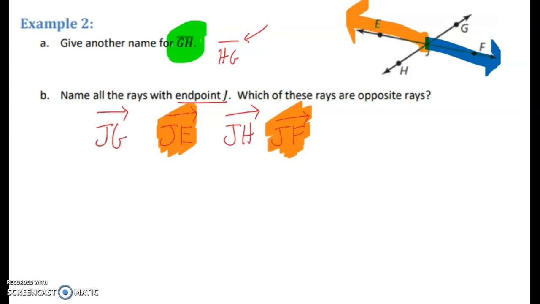So then the other two also form opposite rays, and the reason for that is you have one going here from J to H, and one going from J to G. They share an endpoint, and they go in opposite directions. So those two are also opposite rays.